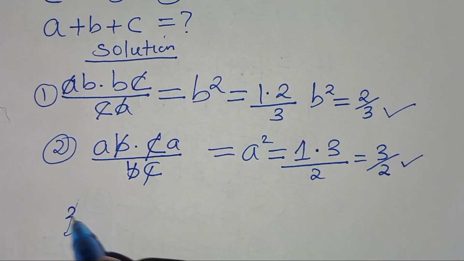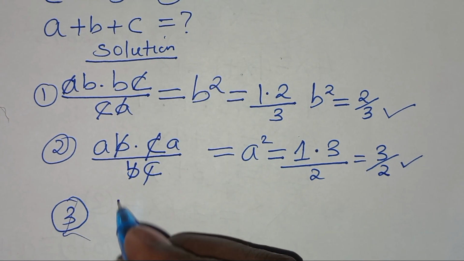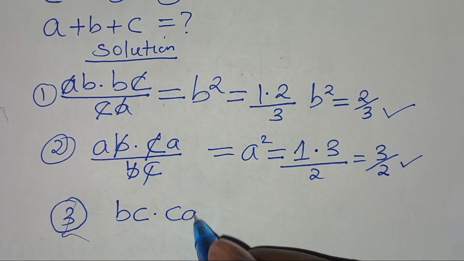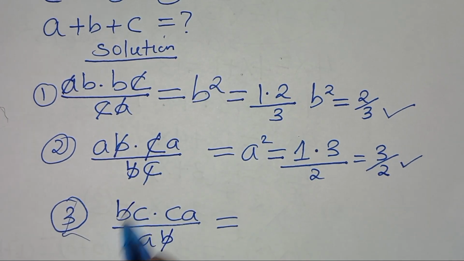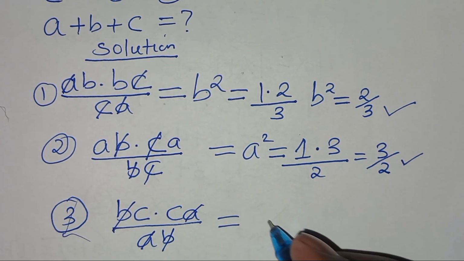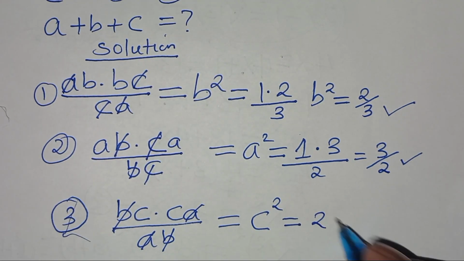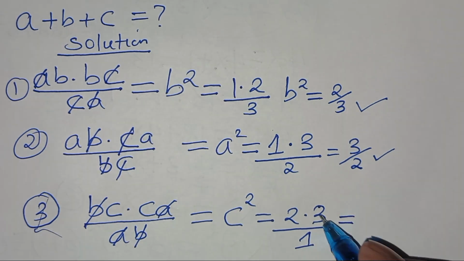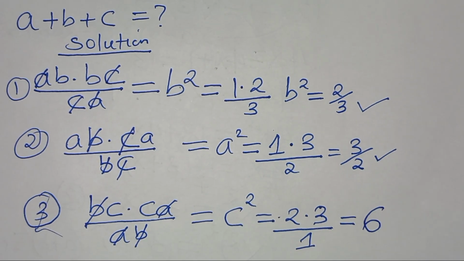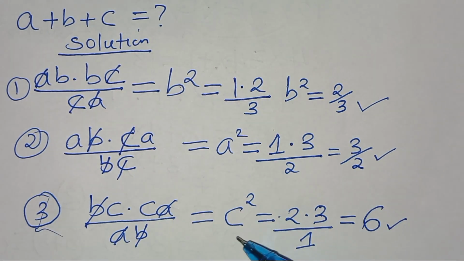Now let's proceed to the third case. The third case here, we'll have bc times c times a divided by ab. And this is the same thing as, if you simplify here, c times c, this is c squared, and this is equal to bc, which is 2, times ca, which is 3, divided by ab, which is 1. So this is the same thing as 3 times 2, this is equal to 6. So we have a squared, b squared, and c squared.